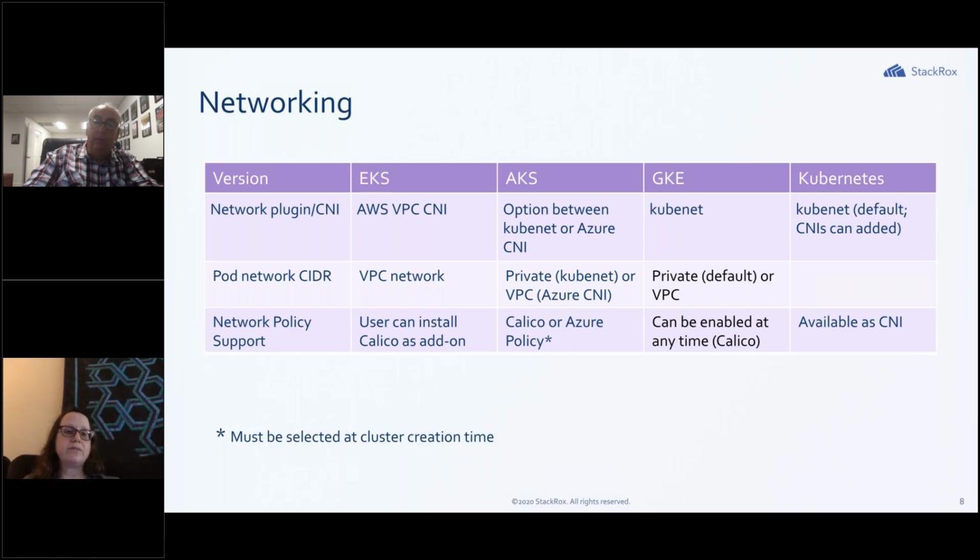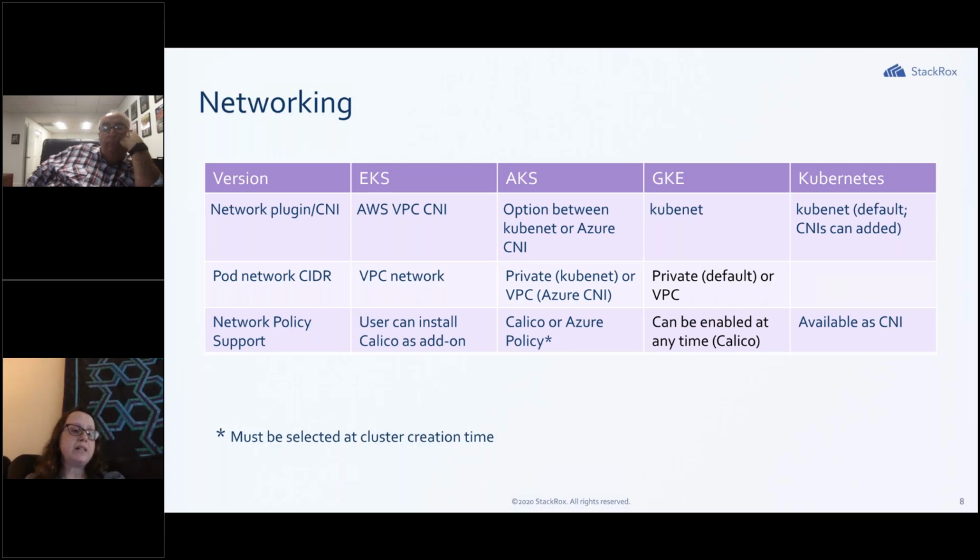Yeah, it's a trade-off. AKS does give you the option. It's up to you. And also, if you have a lot of pods, it can eat up your VPC network space. Whereas if you have a private network, and by private I mean a completely separate network space for your pods, it does give you a little more leeway into how many nodes and pods you can run in your VPC. Network policy support.